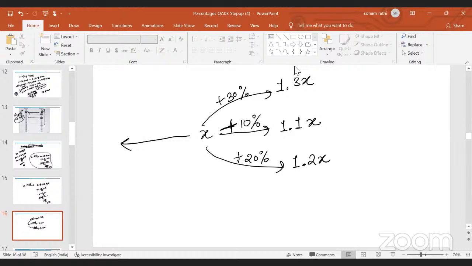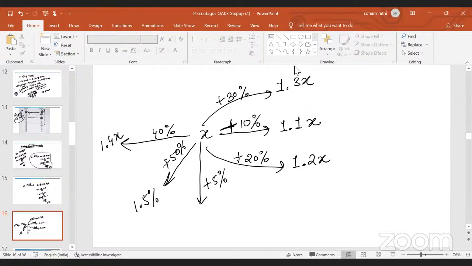If I increase it with 40%, what will I get? 1.4x. Correct? If I increase it with 50%, what will I get? 1.5x. Now if I increase it with 5%? Now wait and think. It is not a 2-digit increase, it is a single-digit increase. Till now we were doing 2-digit increase, right? 10, 20, 30, 40, 50. But now it is single-digit increase.